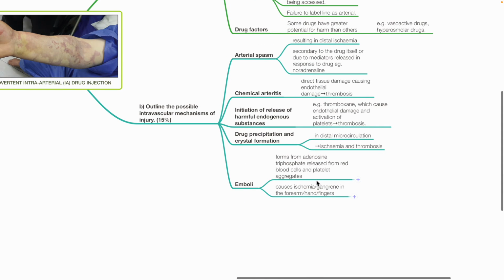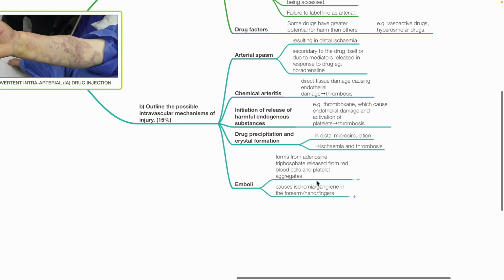B. Outline the possible intravascular mechanisms of injury. This includes arterial spasm, chemical arteritis, initiation of release of harmful endogenous substances, such as thromboxane, which cause endothelial damage and activation of platelets leading to thrombosis, drug precipitation and crystal formation in distal microcirculation, leading to ischemia and thrombosis, and emboli formation, which forms from ATP released from red blood cells and platelet aggregates.